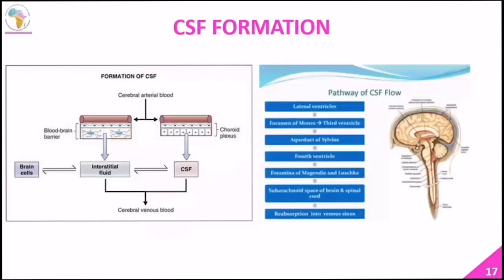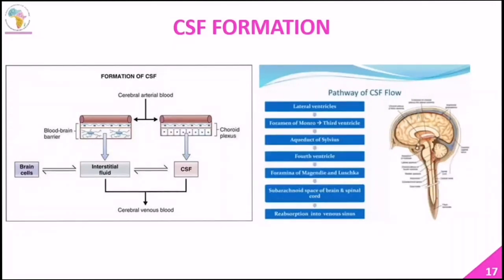CSF formation. It is formed by the choroid plexus, which is situated within the ventricles. The choroid plexus are a tuft of capillary projections, which are present inside ventricles and covered by pia mater and ependymal coverings. As for the mechanism of formation, it is formed by the process of secretion. It does not involve ultrafiltration or dialysis. It is energy dependent and an active transfer mechanism is involved in the secretion of the CSF.